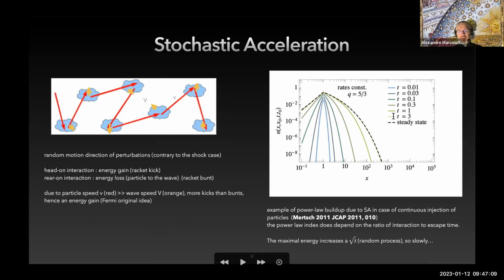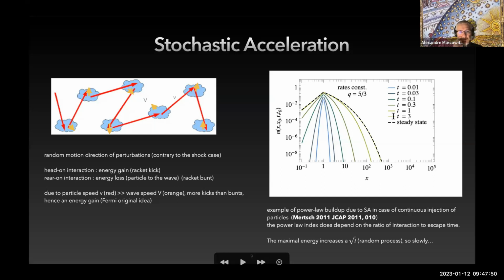Stochastic acceleration is a bit different. In fact, it's the same game with a racquetball, but the scattering centers are now moving in random directions. So a particle can interact head-on with a scattering center or from the rear. For head-on interaction, you will get energy gain, and for rear-on interaction, you will get energy loss. So you have a kind of racket kick in one case and racket burn in another case. If you play tennis, you should see what I mean.